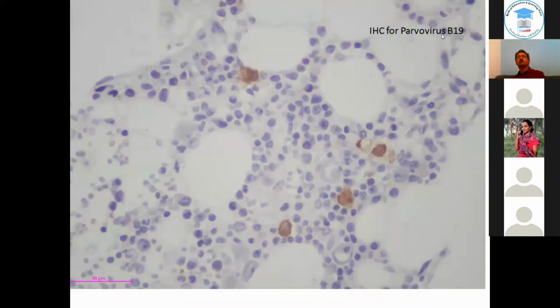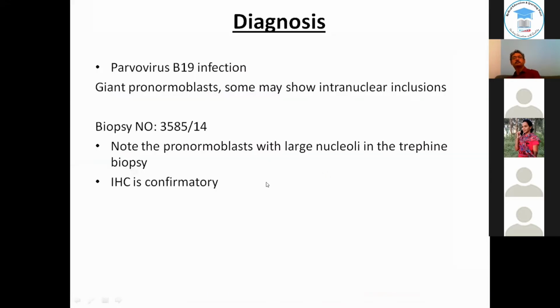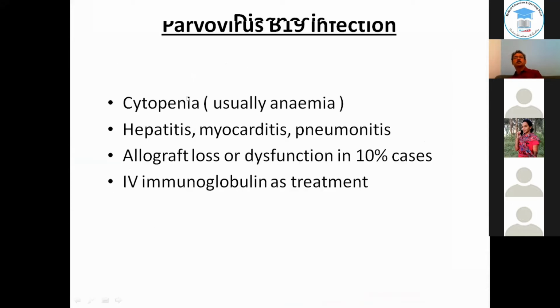When you do an immunostain for parvovirus B19, it lights up. All the cells light up. And like I said, this was the clue. When a patient with renal transplant turns up, you must keep parvovirus B19 always in mind. And it's in giant pronormoblasts. And immunohistochemistry is confirmatory. These patients present with cytopenias, usually anemia, but may present with hepatitis, myocarditis, or pneumonitis. There can be dysfunction or allograft loss in 10% of cases. And so this is a diagnosis you cannot afford to miss. If picked up early, IV immunoglobulin is the treatment of choice and will save the graft.